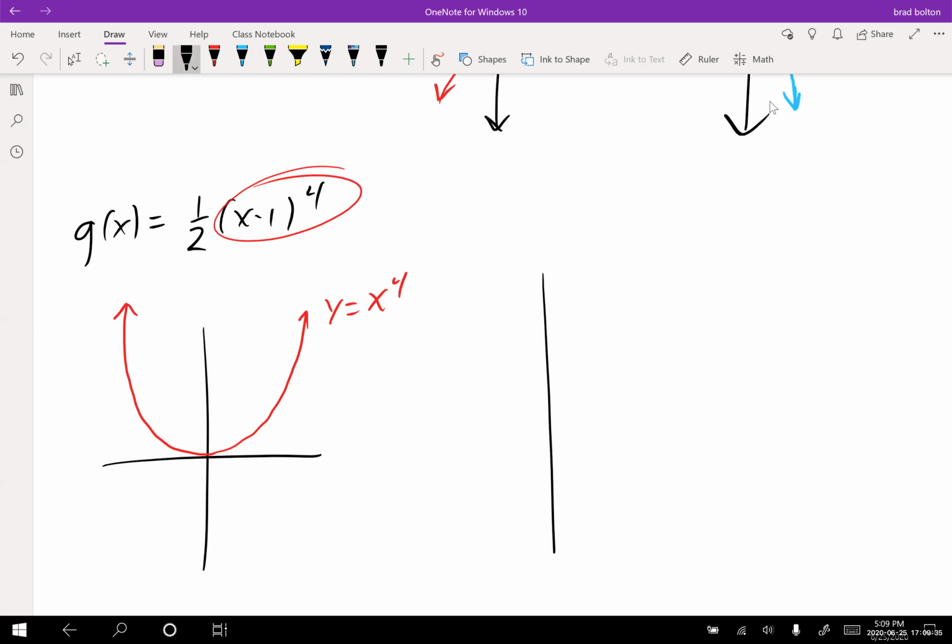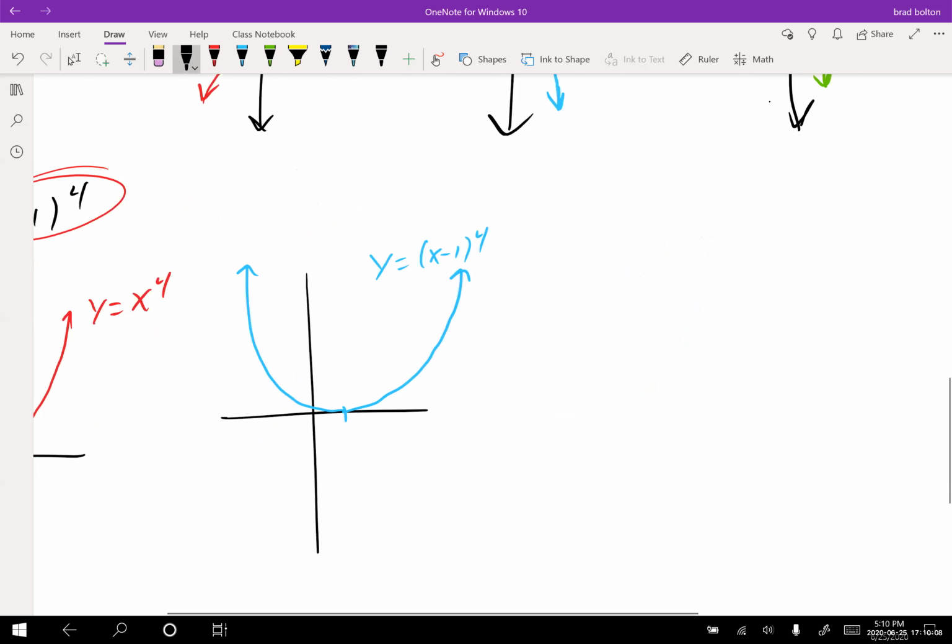I'm going to come over here and draw another one. This time I'm going to do, let's do it in blue, y equals x minus 1 to the fourth, which you guys know is a shift to the right of 1. So I'm going to go over 1, and then draw the same drawing. It's a little bit wider than the parabola.